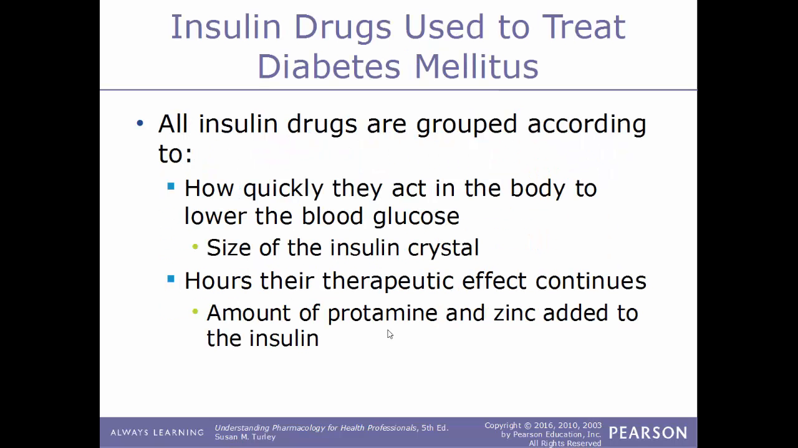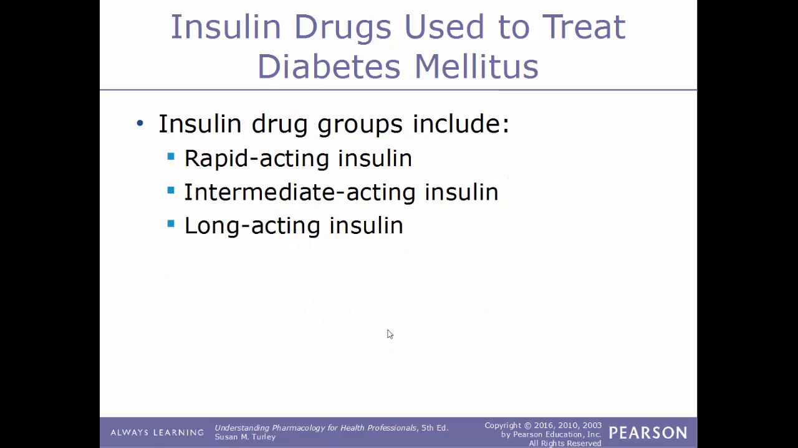Right, so going back to insulin drugs that treat diabetes mellitus, all insulin drugs are grouped according to a few characteristics. How quickly they act in the body to lower blood glucose. This is based on the size of the insulin crystal. The amount of hours their therapeutic effect will continue. And this is dependent on the amount of protamine and zinc that's added to insulin. Insulin drug groups include rapid-acting insulin, intermediate-acting insulin, and long-acting insulin.